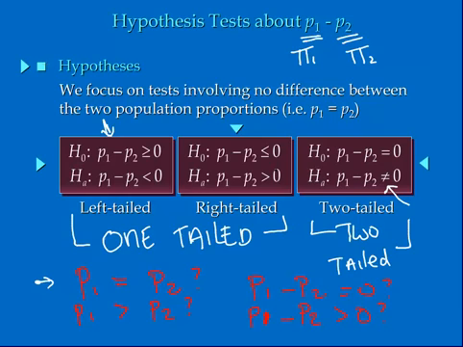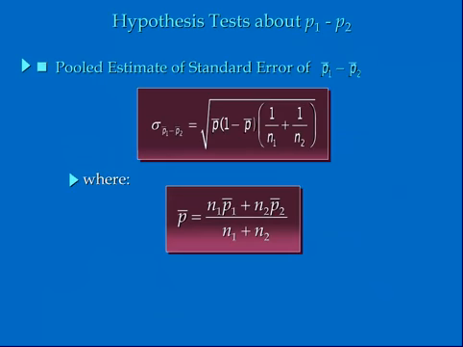Just one more remark. I think I pretty much covered everything, so I'll move on from that. Now, when you are carrying out hypothesis tests on the two population proportions, one thing you need to know is the standard error, how to compute the standard error.